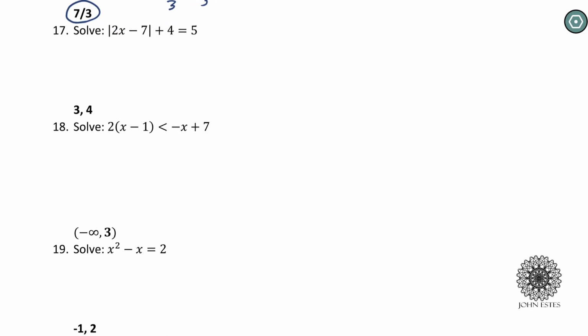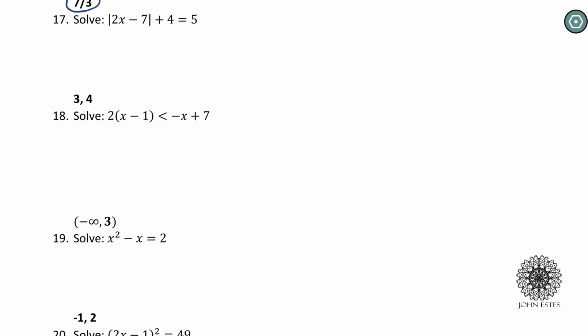For 17, it's a similar thing, but this time we have an absolute value. So what I'm going to do first of all is isolate the absolute value expression. So subtract 4 from both sides to get the absolute value of 2x minus 7 equals 1.